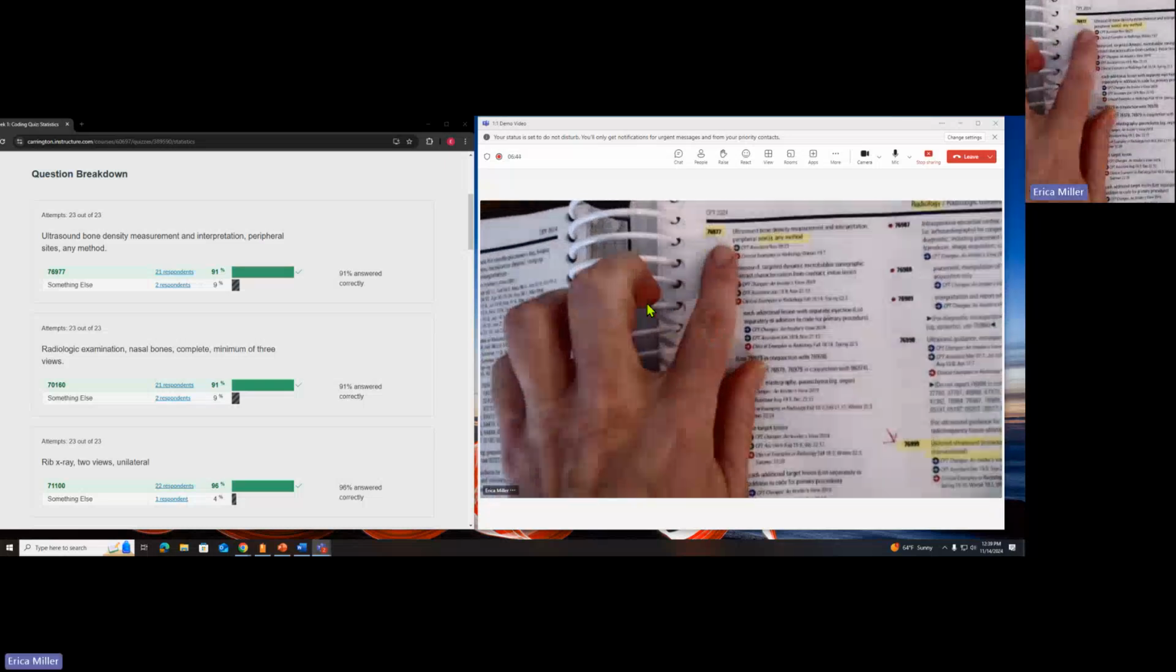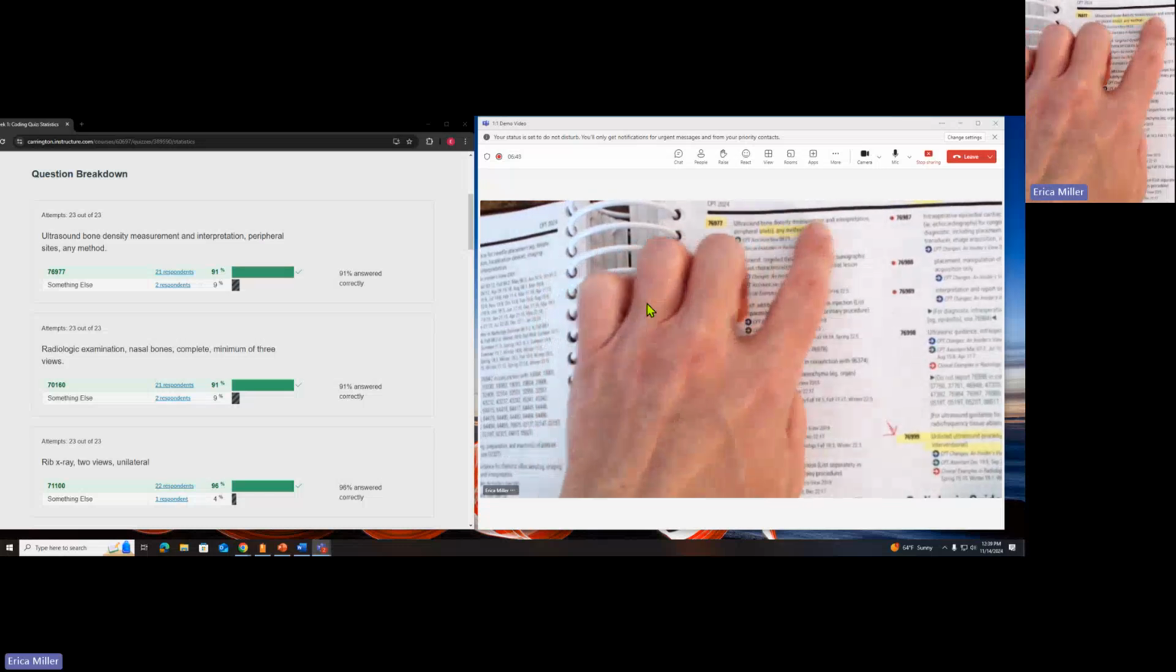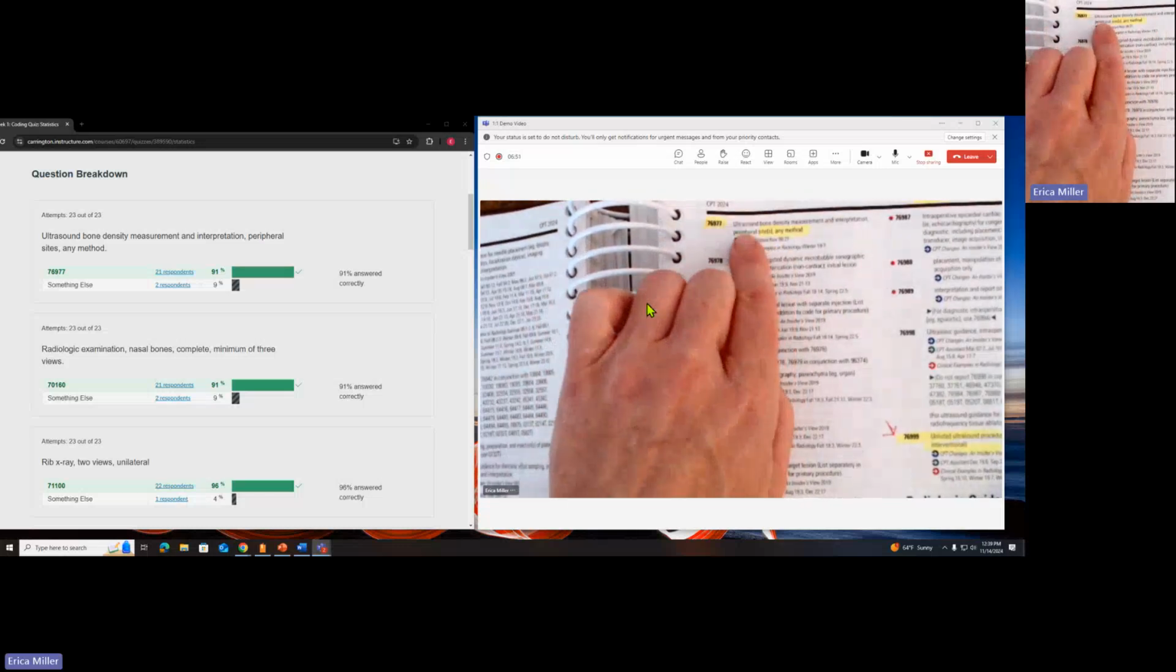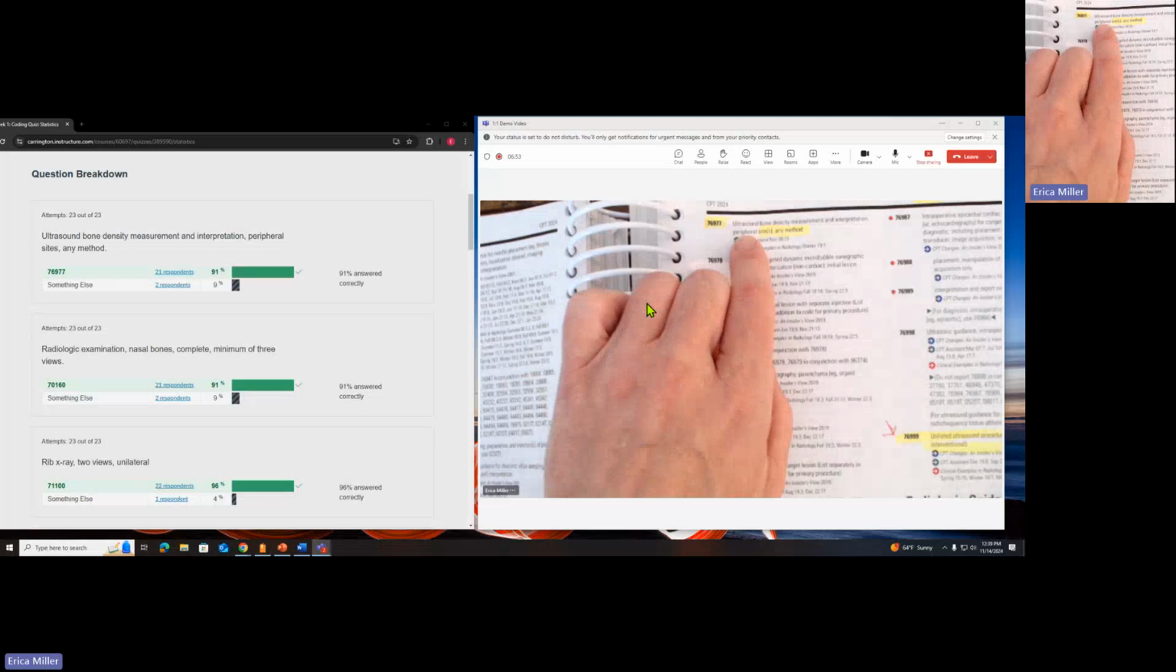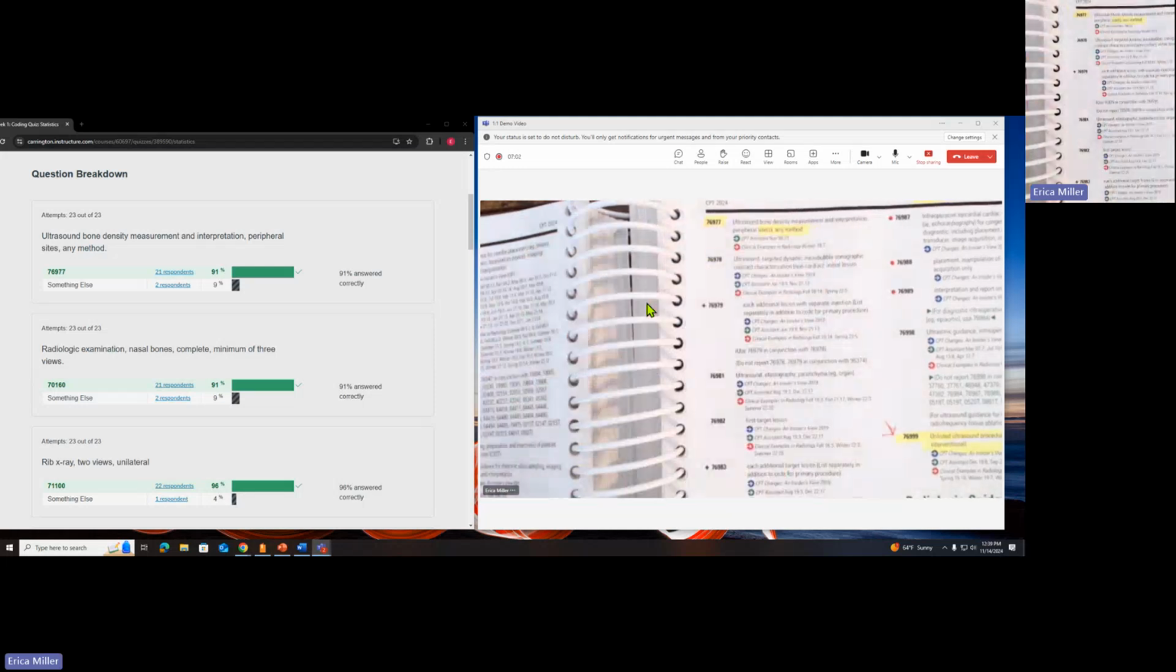And you'll find your code 76977, ultrasound bone density measurement. And then these are the particular keywords that we were unable to find from our index, which was the peripheral sites. So you can see here, peripheral site or sites, any method.